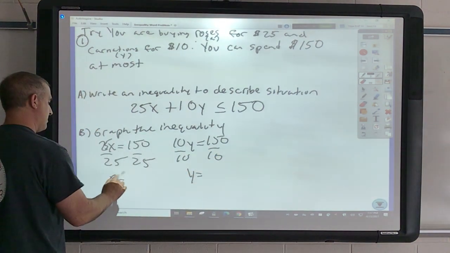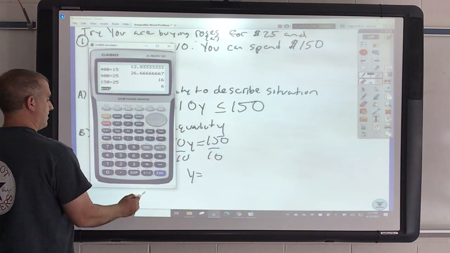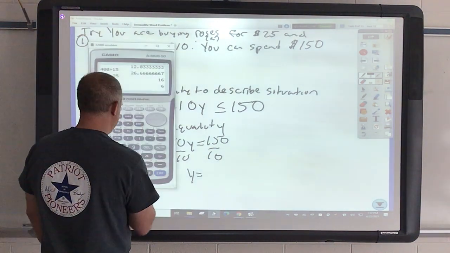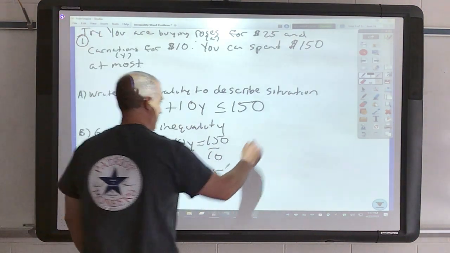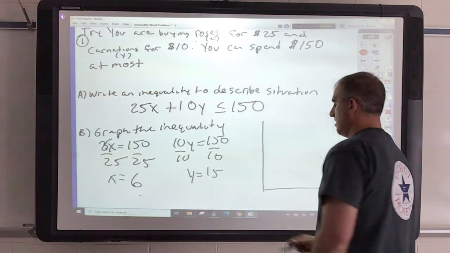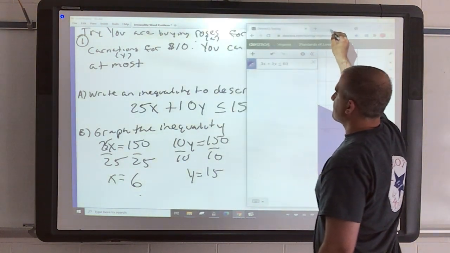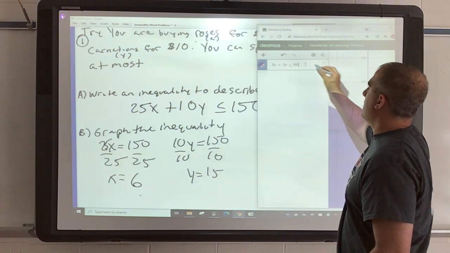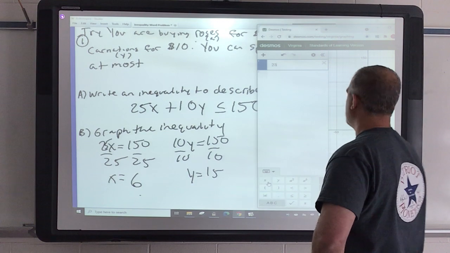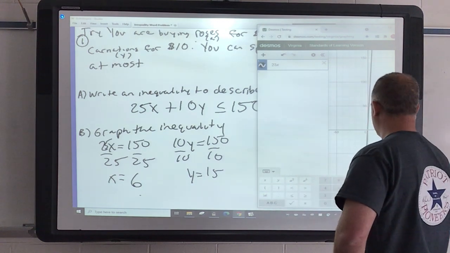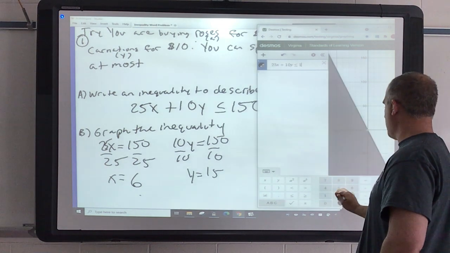Okay, let's figure out what these are. 150 divided by 25 is 6. 150 divided by 10 is 15. Okay, let's go to Desmos. We have 25x plus 10y less than or equal to 150 because I can't spend more than that.